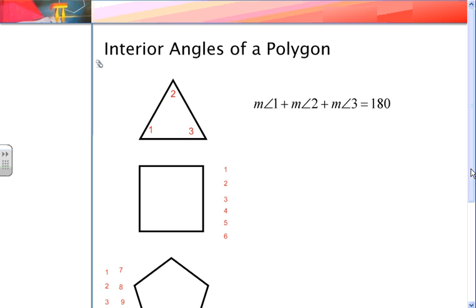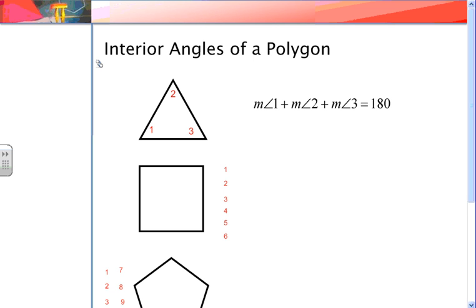All right, now let's talk about the interior angles of a polygon. We already know that the angles of a triangle add to 180, right? So for example, the measure of angle 1 plus the measure of angle 2 plus the measure of angle 3 adds up to 180. Well, what if I had a quadrilateral? How do I know what the angles of a quadrilateral add up to?